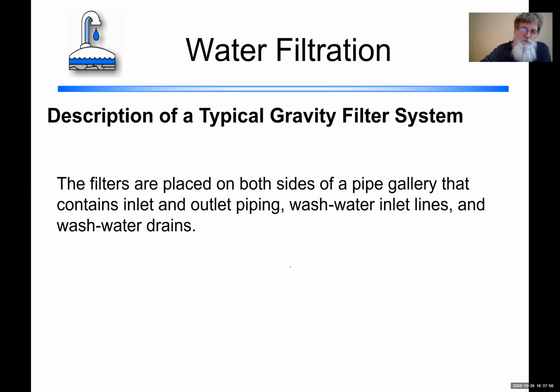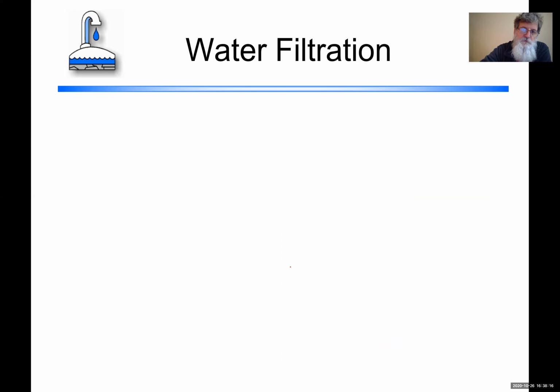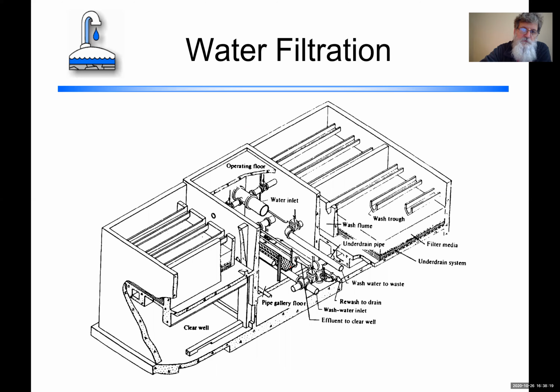So filters are usually placed again on both sides of the pipe gallery. You can get your inlet and outlet piping, all your backwash water piping, drains all together. Then the water is usually pumped out into some kind of clear well. Could be above ground, could be below ground. Here in Memphis, most of ours are concrete lined tanks or concrete tanks that are below ground. Again, another system where you can see there's a filter on one side of the pipe gallery, another on the other. This one actually has a clear well underneath for storage. So there's a lot of different designs and configurations of these systems.